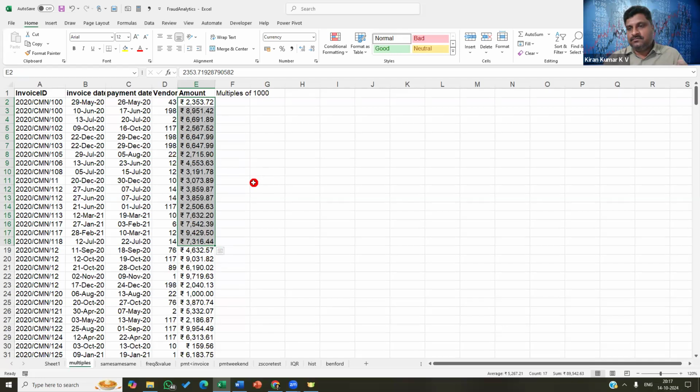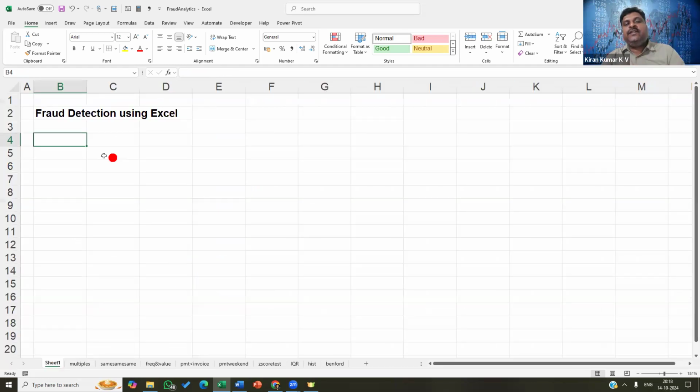Now, as an analyst or an auditor, if my purpose is to detect fraud, there may be some of these invoices which might be fraudulent invoices. So what methodology can I apply here? This is sample data, and I'm going to show you different techniques through which we can detect potentially fraudulent transactions. Before that, let us try to understand something called the fraud triangle.